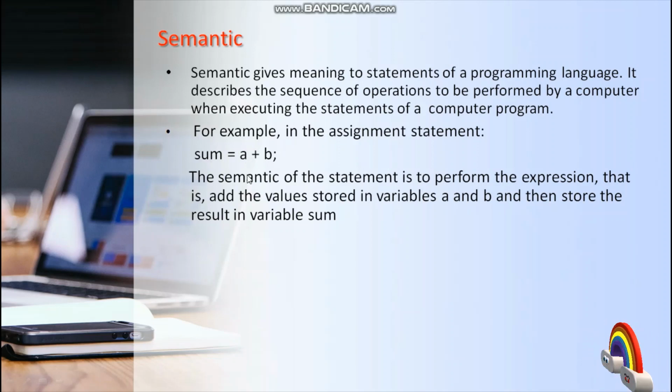It gives meaning to the statements of the programming language, which describes the sequence of operations to be performed, like how the operation will be performed. For example, first we get the value of a, then we get the value of b, we add both values and then assign the result to sum. Like a is equal to 2, b is equal to 3, so we add 2 plus 3, which is 5, so sum equals 5. I hope you are clear on these two topics, semantics and syntax.